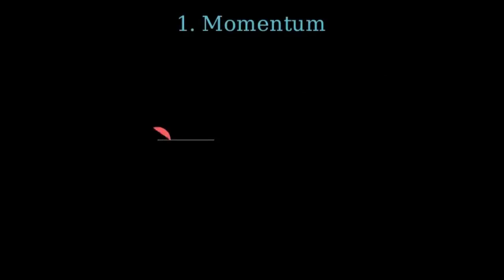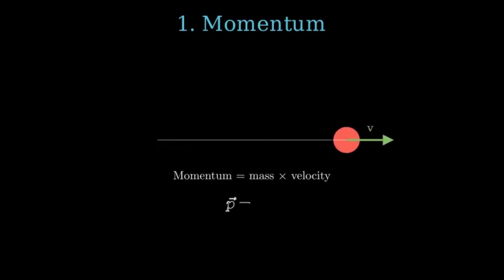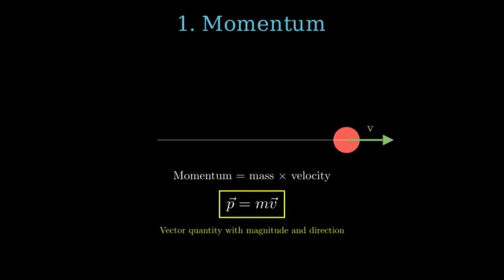When an object moves, it possesses momentum, a vector quantity defined as the product of mass and velocity. The formula is P equals m times v, where P is momentum, m is mass, and v is velocity. Remember that momentum has both magnitude and direction.